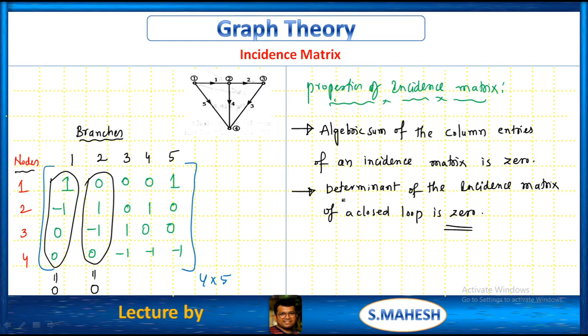Simple. We have to look at the branches which are oriented away or towards that node. If it is oriented from that node, we are representing with positive 1, that is plus 1. If it is towards that node, that is minus 1. For example, if we don't have any orientation towards or away from that node, that value should be equal to 0. That's it.